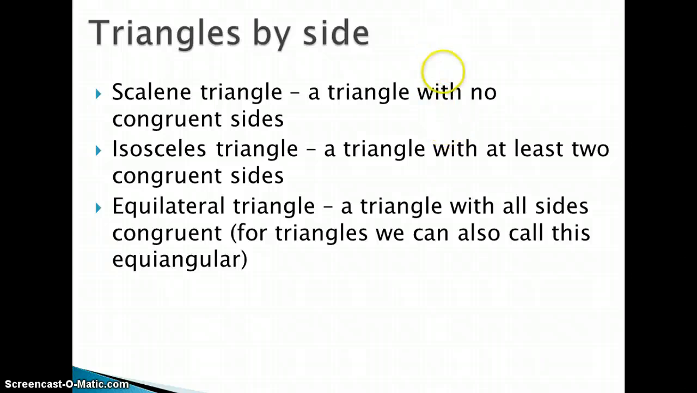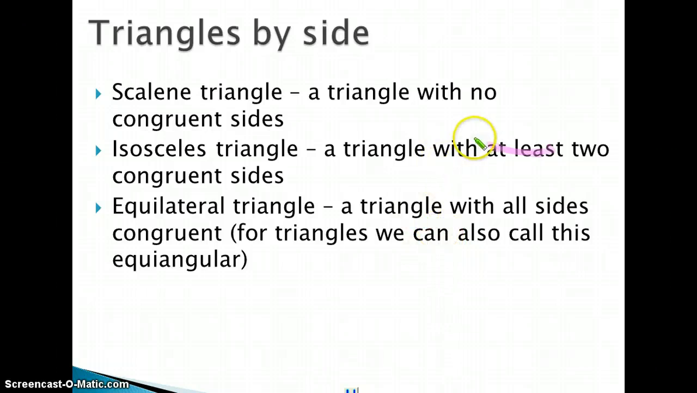An isosceles triangle, and there's an important part of this definition, is a triangle with at least two congruent sides. So if it's got two congruent sides, it is isosceles. If it's got three congruent sides, it is still isosceles. Now, we have a very special name, though. If it's got three congruent sides, we call it equilateral. So a triangle with all sides congruent is called equilateral. And we can also call it equiangular because in this case, if the sides are all the same, the angles are all the same.